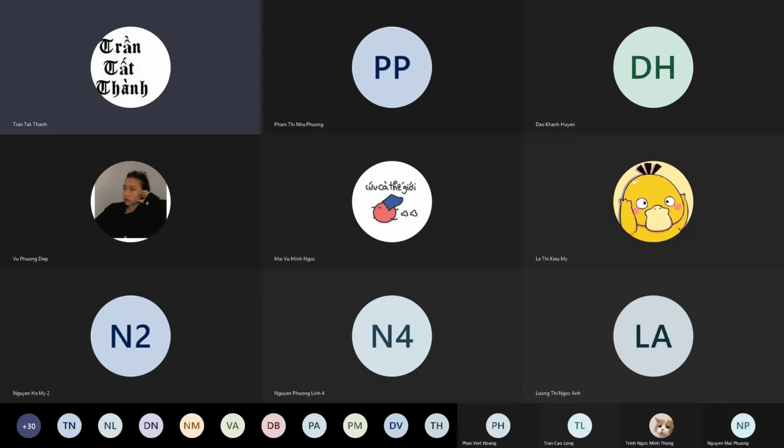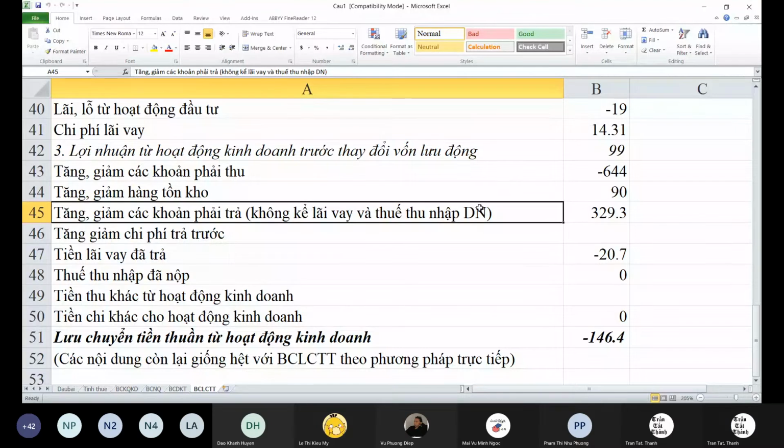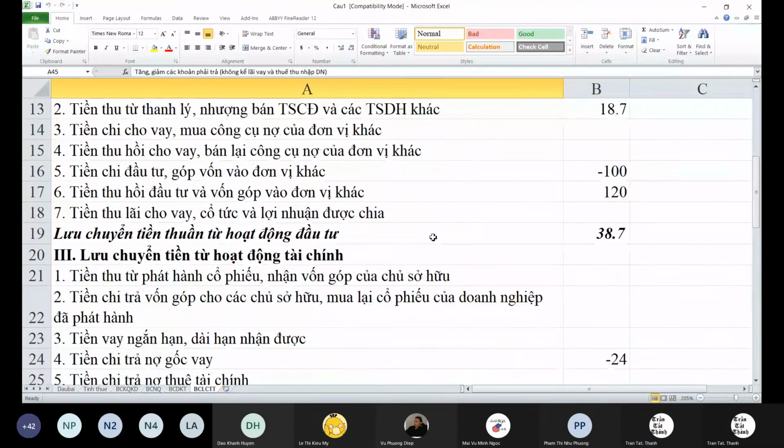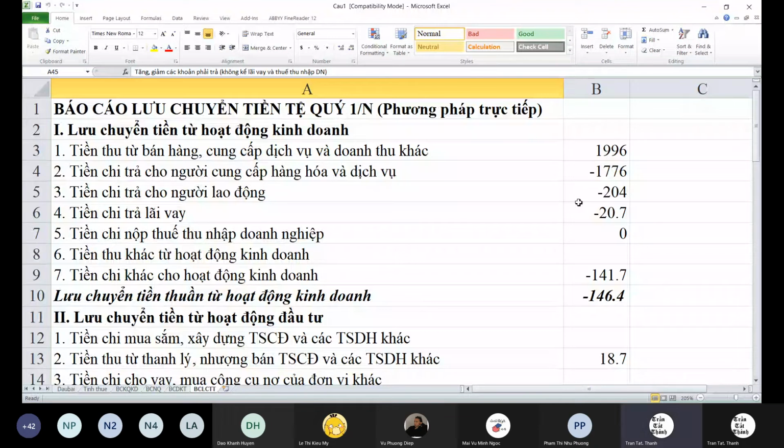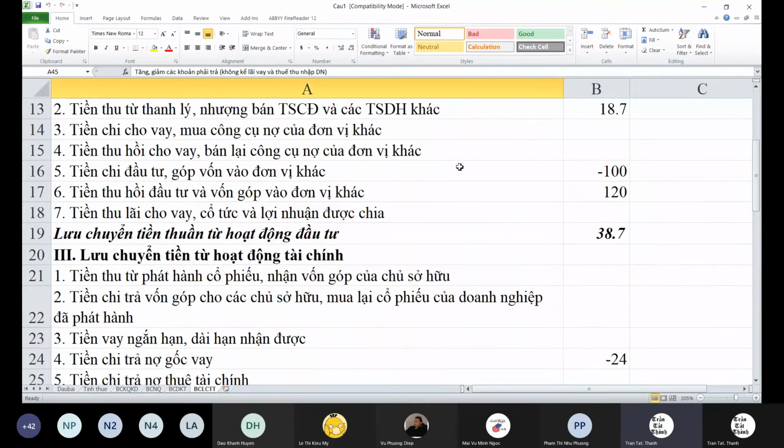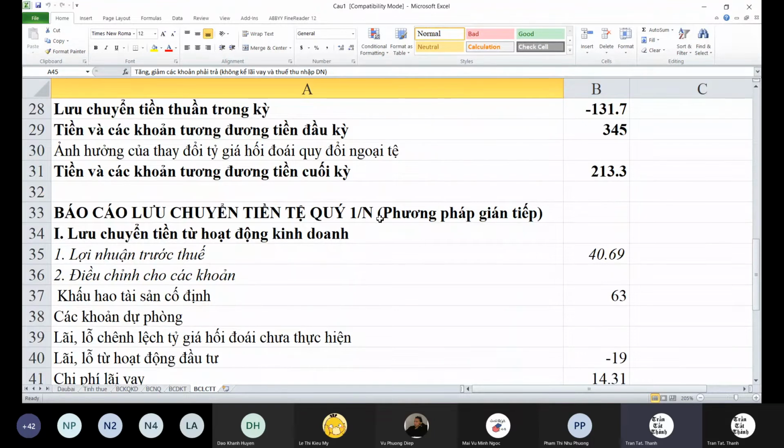Did you see it now? The cash flow statement here. Do you see it? Okay, you saw it, right? So here you can see that there are two parts. The first one is the two methods to establish the cash flow statement. The first is the direct method, and the second is the indirect method.